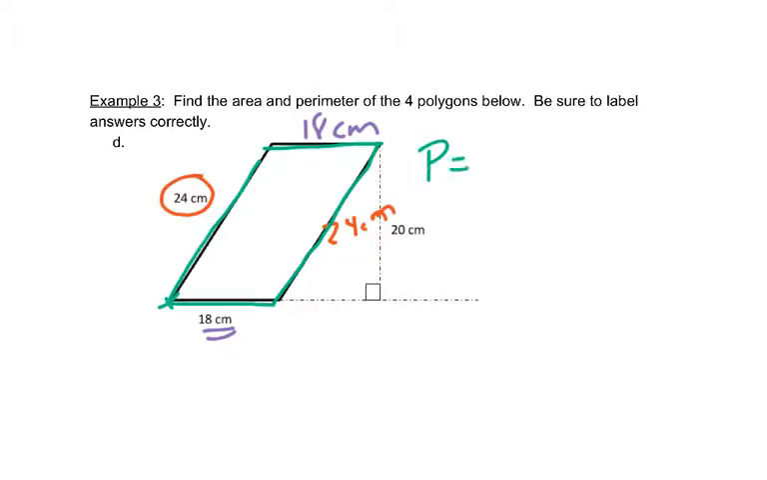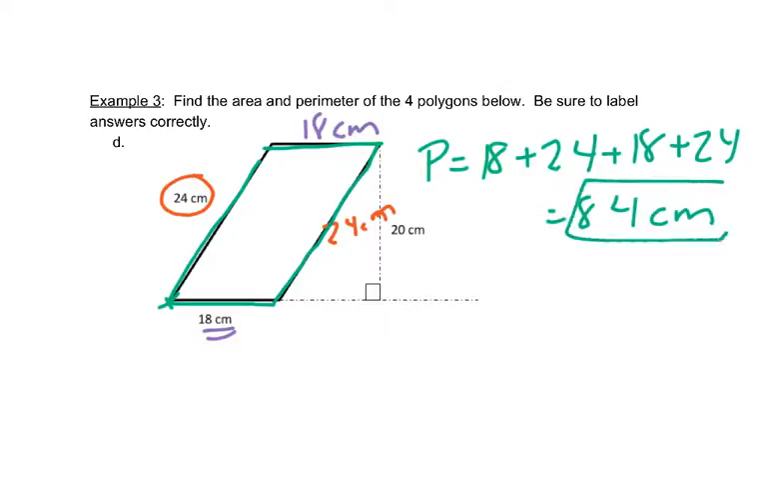So for perimeter, we would take 18 plus 24 plus 18 plus 24. We would get 84 centimeters.